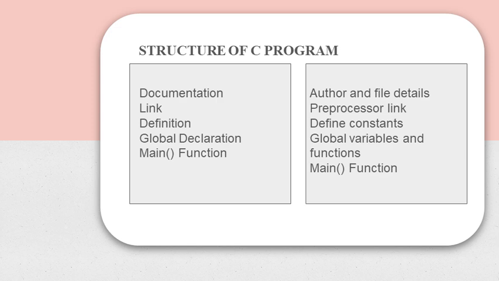In C program structure, there are different sections. Let's see the sections: documentation, link, definition, global declaration, and main function in detail one by one.